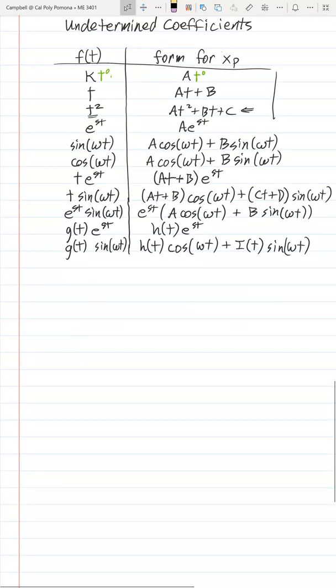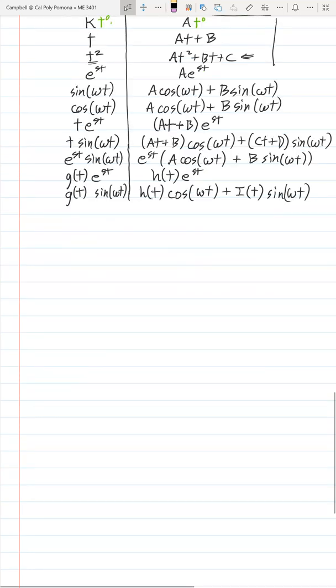So with that, let's go ahead. And then, of course, we also saw just now that clearly the forms associated with the particular solution map to the same or mirror the same form as the forcing function itself. And that makes perfect sense as well. So let's go ahead and work a couple examples.